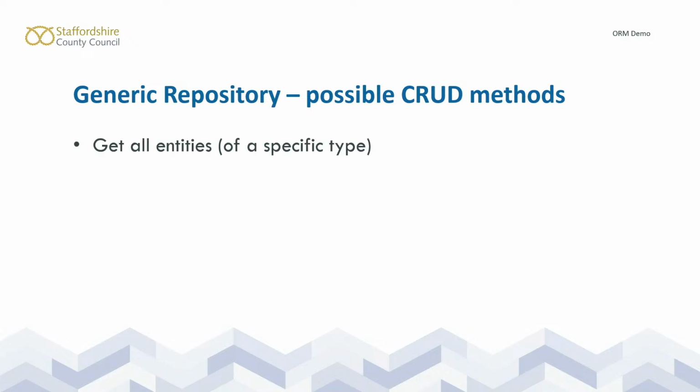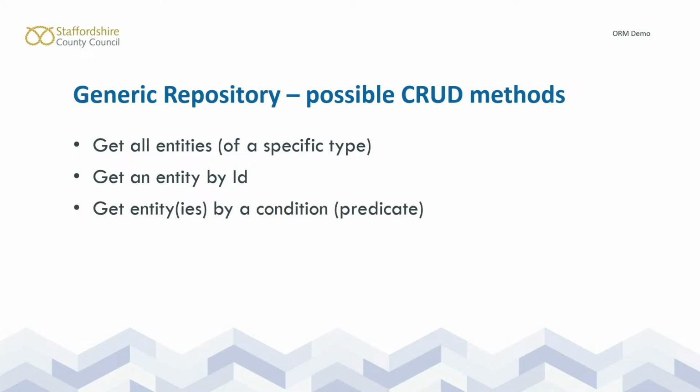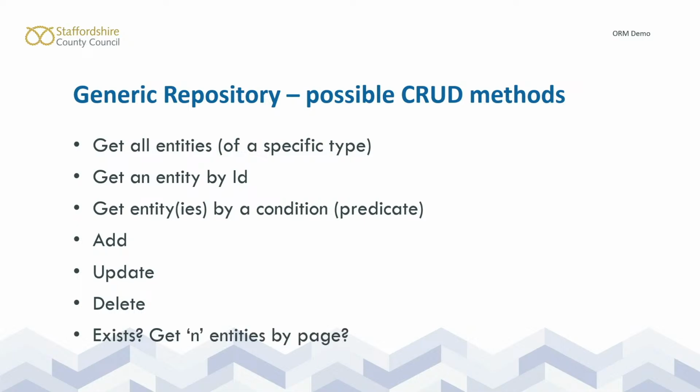So what CRUD methods can we use? We can get all the entities of a specific type, get an entity by ID, get a number of entities, get all the entities or a number of entities by a predicate, by a condition. You want to add an entity, update an entity, delete. And I was thinking of exists and perhaps a pagination method as well.